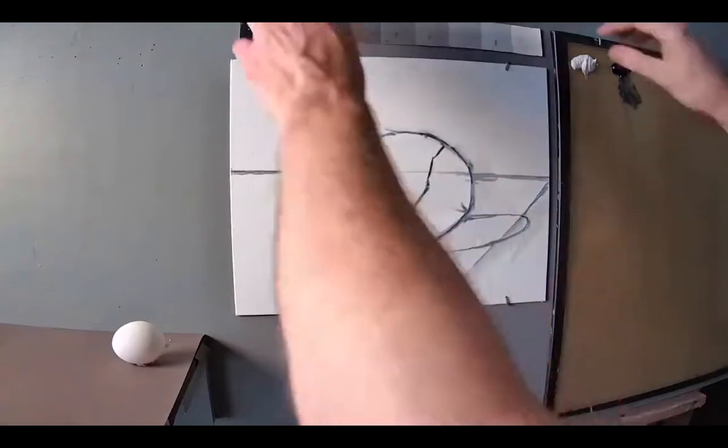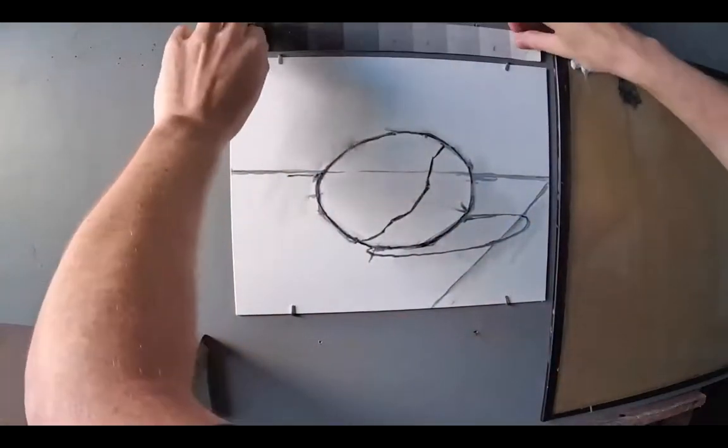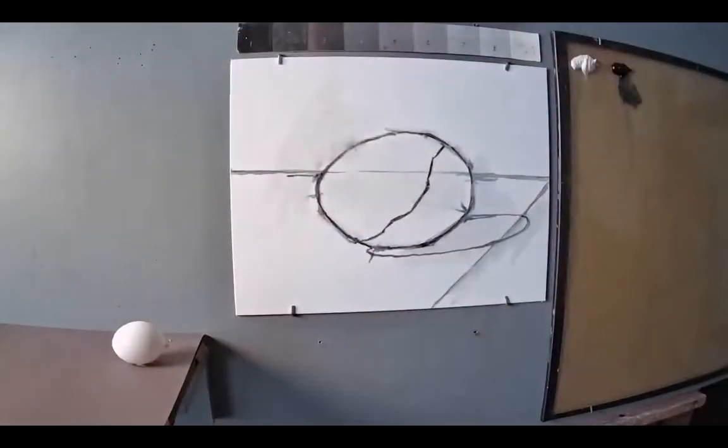We're going to be trying to determine what the value relationships are in the object we're looking at. So you don't have to have one of these. Obviously, you can buy those. I made that one, but you can also buy them.